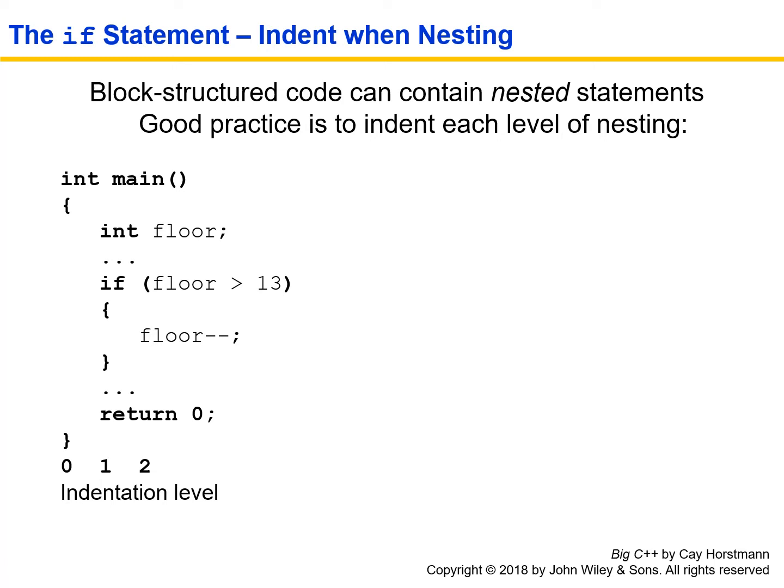Block structured code can contain nested statements. That means you have one indented block inside another. And so the preferred style is to, again, line up your curly braces at each level of nesting and then indent each block within the curly braces by, say, 4 spaces, 3 spaces, I think is what they used in this example.